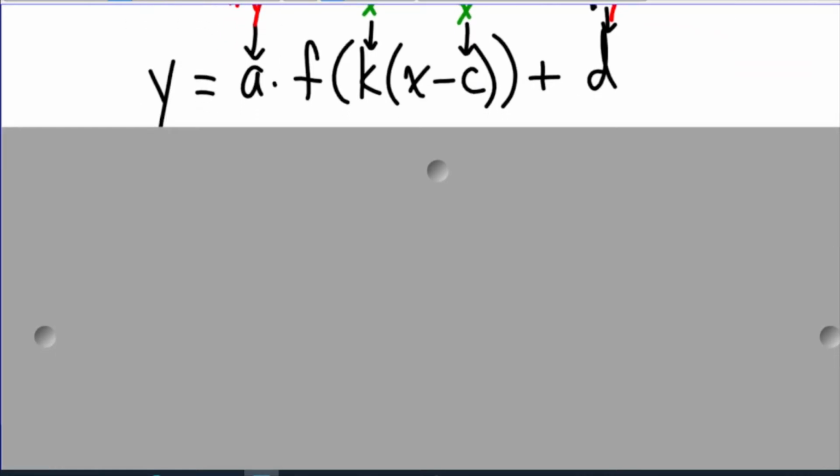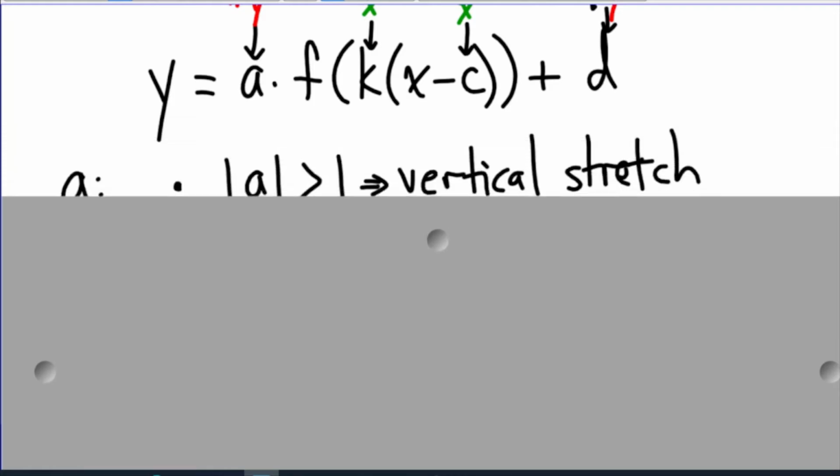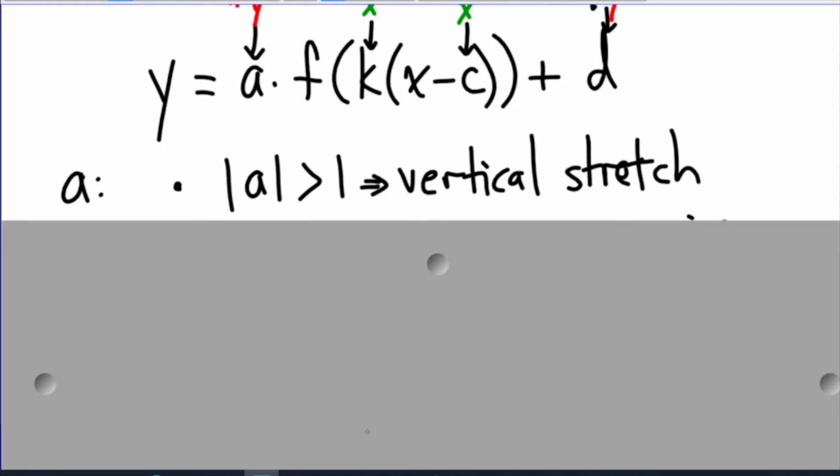The first thing we should do is go over what all of those letters do. This is going to take a little bit of time, but it's probably a good thing to have at the beginning of whatever note you're looking at when you're talking about transformations. So let's talk about the a value first.